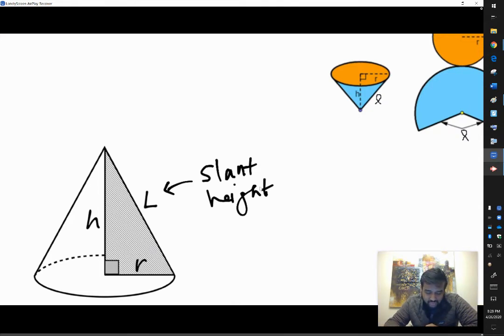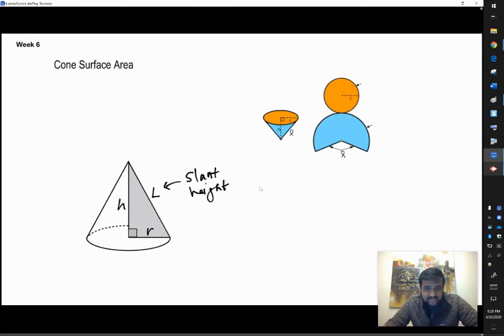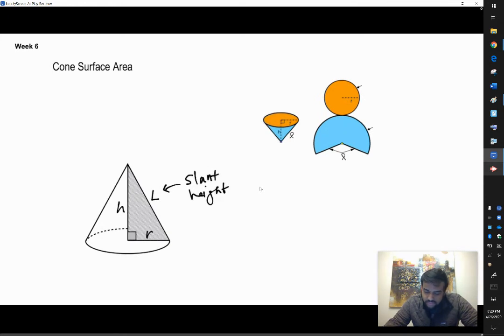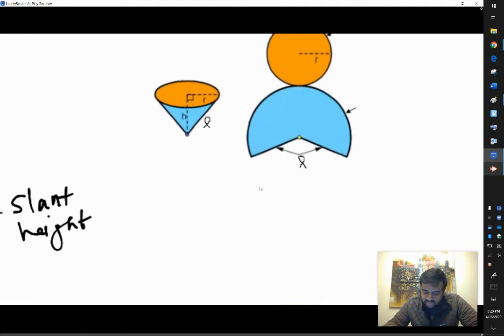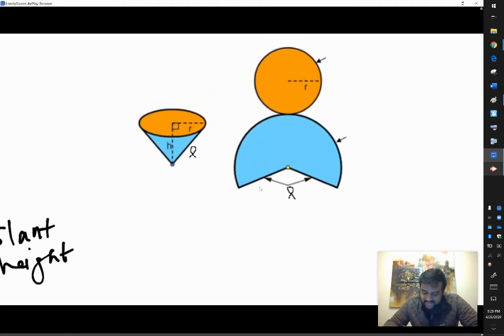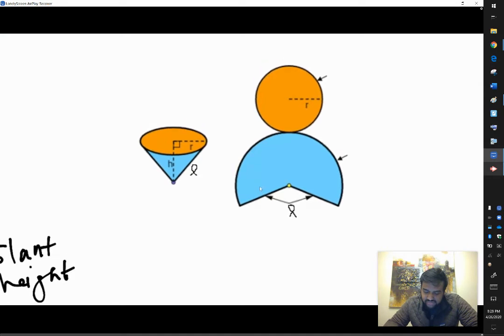And you might also notice that the way to find the slant height, if you're not given it, is to use the Pythagorean theorem, because you have a right triangle formed among the radius, the height, and the slant height. So the formula for the surface area of a cone is a little involved. The area of the base is pretty straightforward. It's a circle, so this is pi r squared.